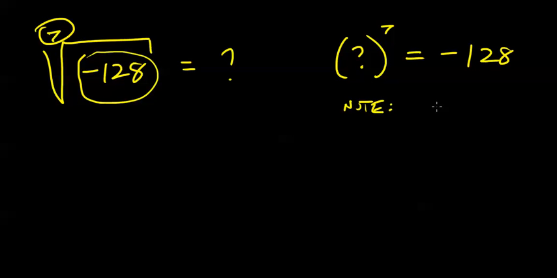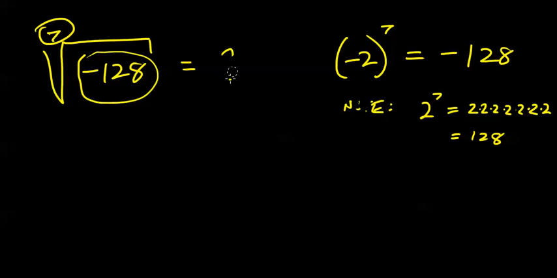Alright, well, maybe you don't see it right away. If I note that 2 to the 7th power, that's 2 times 2 times 2 times 2 times 2 times 2 times 2, that's 7 factors of 2. 1, 2, 3, 4, 5, 6, 7. That's 128. Well, if I realize that, then if I put a negative 2 in this base, then negative 2 to the 7th power is going to be negative 128. An odd number of negative factors will give you a negative return. So, the long and short of it is, the 7th root of minus 128 is negative 2.